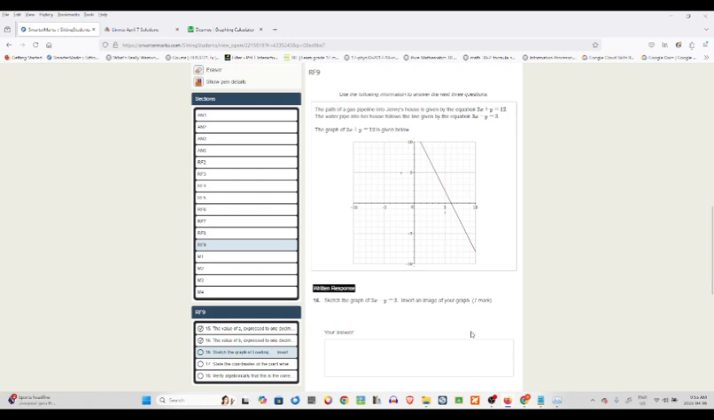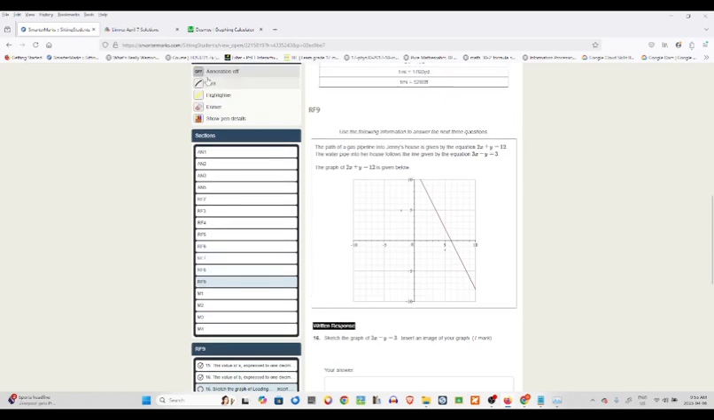All right, so now sketch the graph of 3x minus y equals 3, and insert an image of your graph, or we're doing it in class, so we're writing it on paper. When y is 0, x is 1. When x is 0, y is negative 3. So with a slope of 3, we're going to go up 1, 2, 3 over 1. Oh, I think we just found our point of intersection.